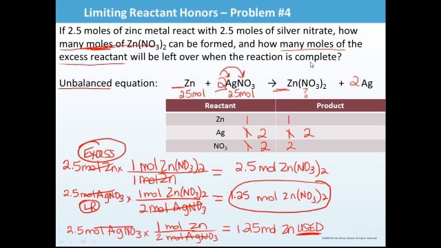To figure out how much I'm going to have left over, I have to look at how much I had to start with. So to start with, I had 2.5 moles. I used 1.25 moles. So if we do 2.5 minus 1.25, you know what we get, 1.25. Then we're going to have 1.25 moles left over. Now we have our two answers.